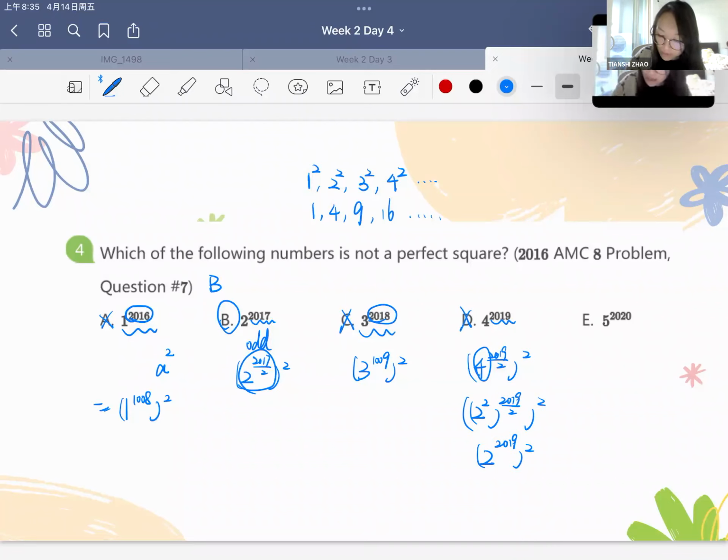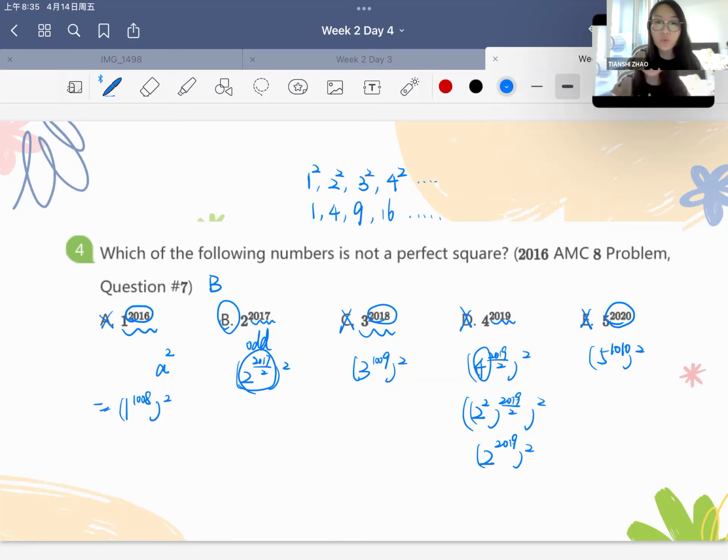And let's talk about E. For E, the exponent is already an even number, and we can write it in the form of 5 to the power of 1010 and then to the power of 2. So this is the number 5 to the power of 1010 multiplied by itself. So this is a perfect square, so we can now choose E. And the only possible answer for this question will be B.